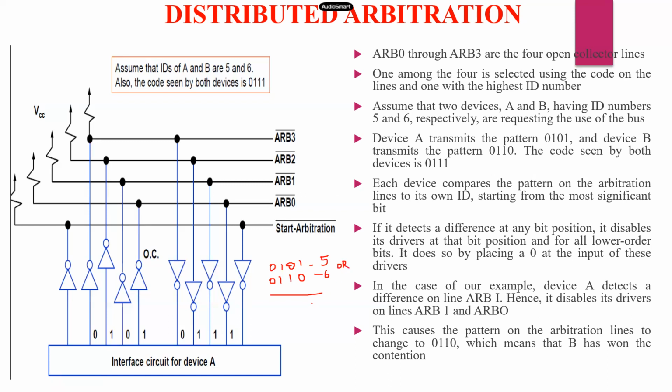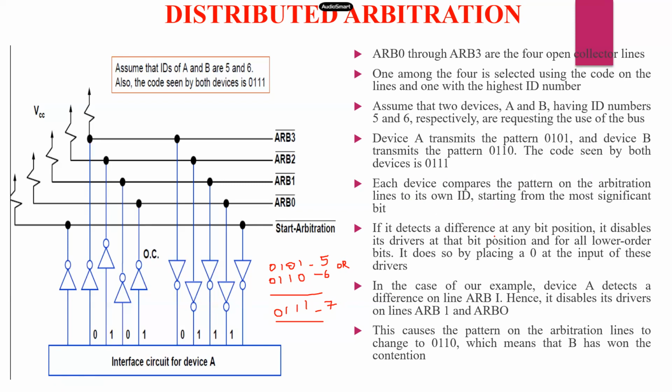Apply the OR gate operation: 1 plus 0 is 1, 0 plus 1 is 1, 1 plus 1 is 1, 0 plus 0 is 0. This is the OR gate operation. So the code seen by both devices is 0111. Each device compares the pattern on the arbitration line to its own ID, starting from the most significant bit.